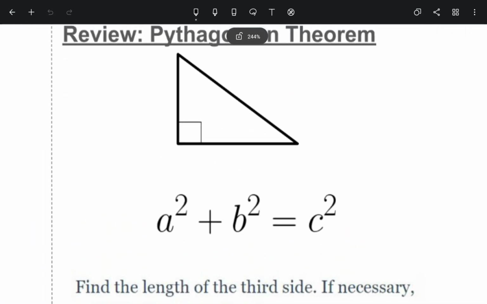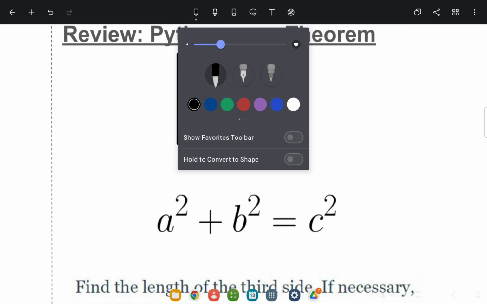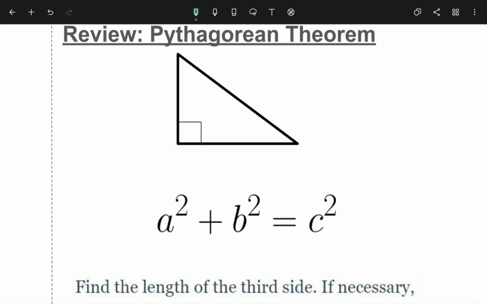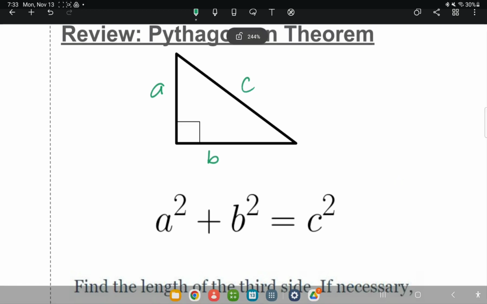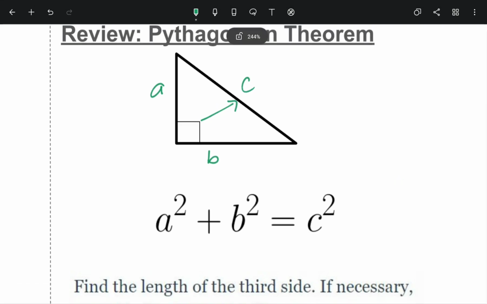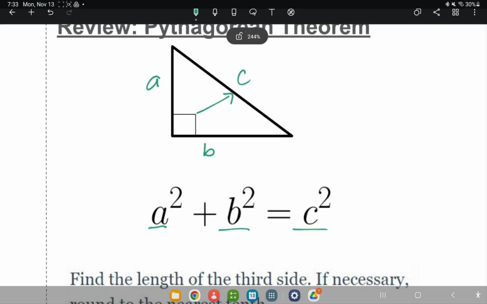Okay. So given a right triangle with the legs A and B, and the hypotenuse C, the lengths are related as a squared plus b squared equals c squared. So if we were to square the length of both of the legs and add them together, that is equal to the square of the hypotenuse.